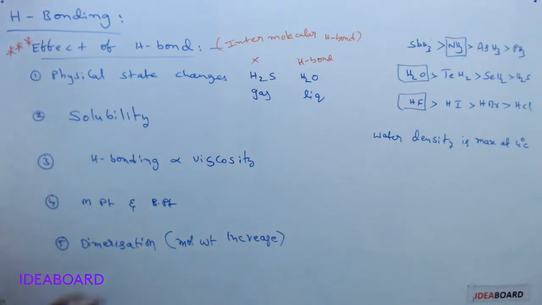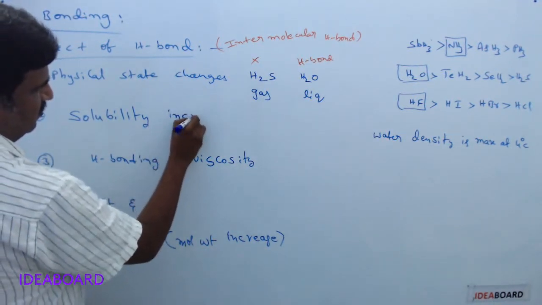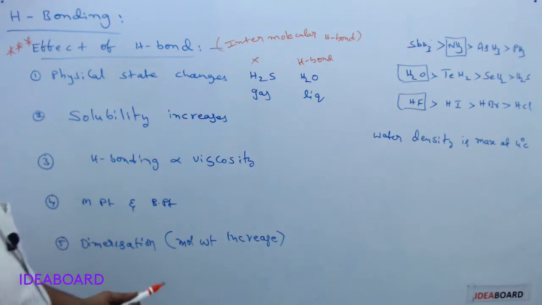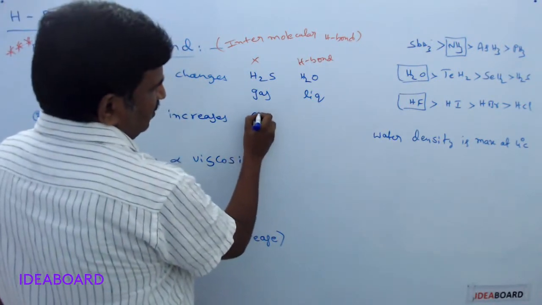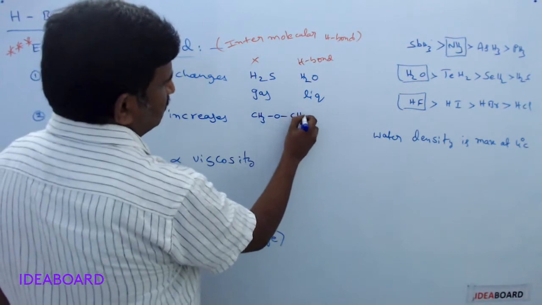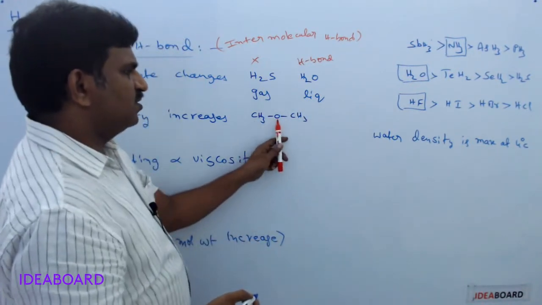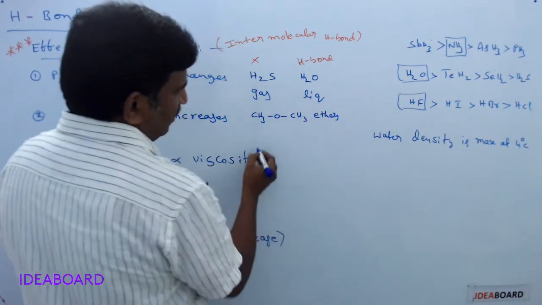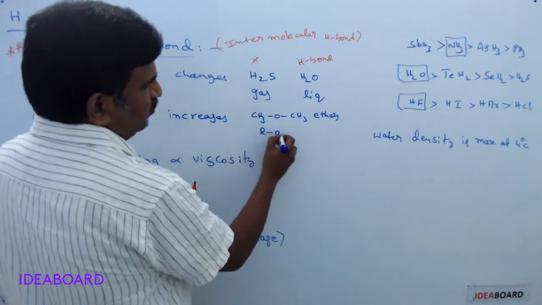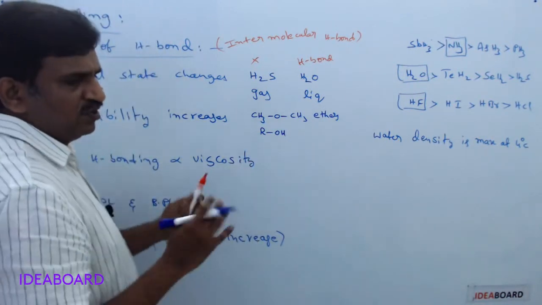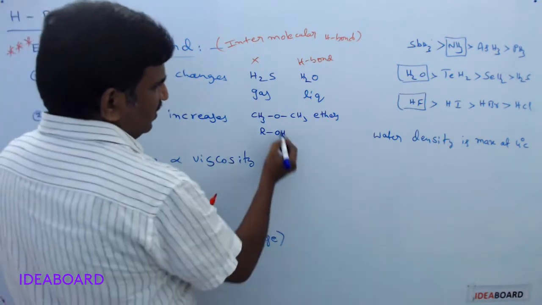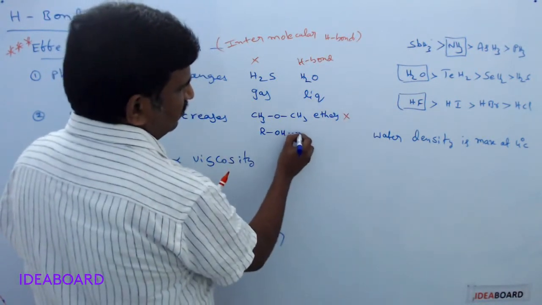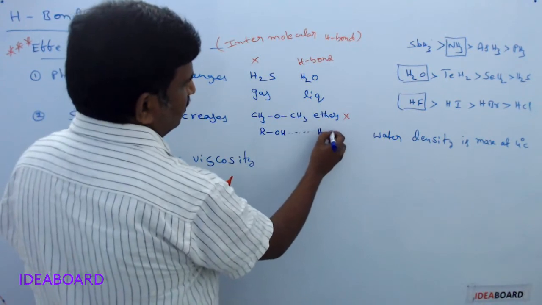Okay, solubility. Solubility increases when there is a hydrogen bond possibility. For example, ethers, CH3OCH3. In organic chemistry, compounds containing a carbon-oxygen-carbon bond are called ethers. And alcohols are ROH. Just now I also gave an example of hetero intermolecular hydrogen bonds. Ethers cannot form hydrogen bonds, whereas alcohols can form hydrogen bonds with water.